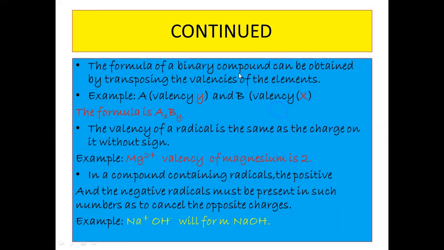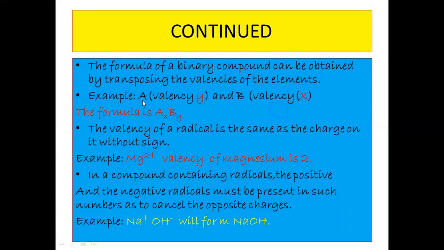Now, what is a binary compound? A compound that is formed by only two elements is termed a binary compound. So how can we obtain the formula of a binary compound? It can be obtained by transposing. Transposing means exchanging the valencies of those two elements.